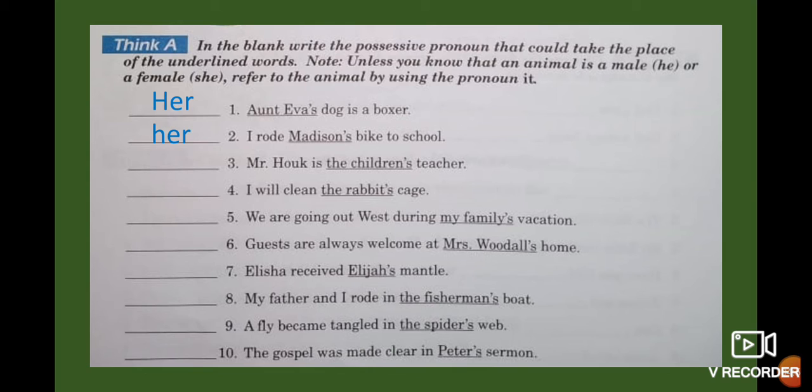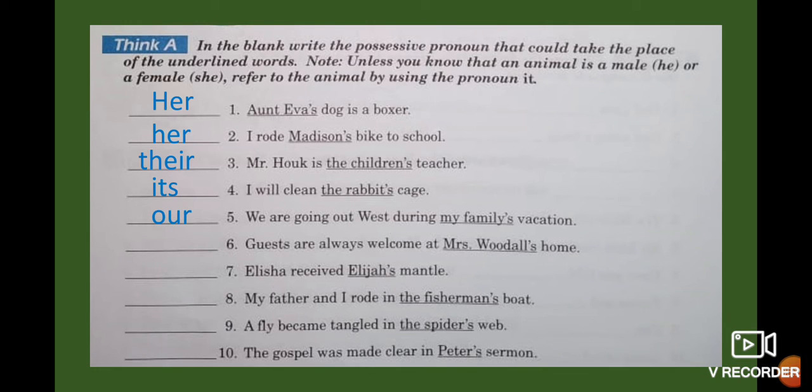Mr. Hawk is the children's teacher. In that case, we talk about a group of boys and girls. So, the children's, we can say their. I will clean the rabbit's cage. This one is an animal, so we use the pronoun its. We are going out west during my family's vacation. In that case, we talk about our families.